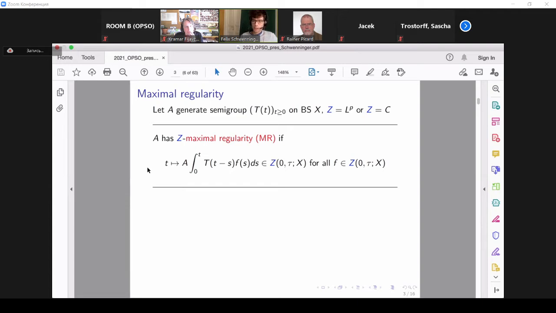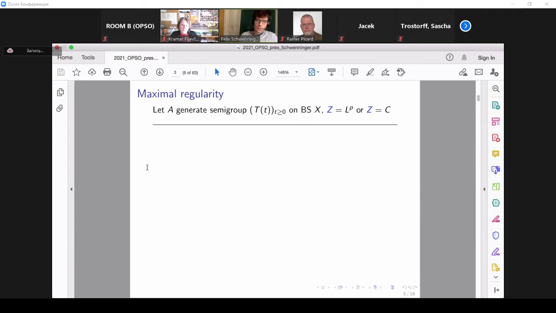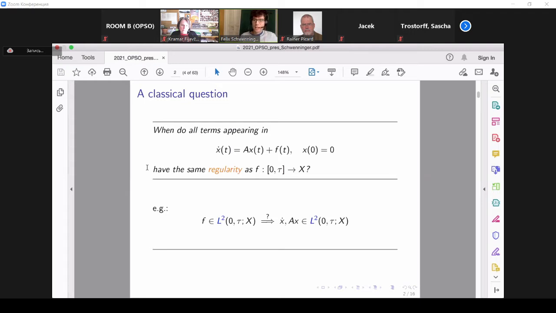So in view of the previous slide, you could for the moment replace C by L2, and then what you have here as a function is basically the function that is Ax from the previous slide, because this convolution of the semigroup with the function f is nothing else than, at least formally, the solution to the linear differential equation. Okay, and as I said before, if you only consider Ax for this question, this is enough. You don't have to consider the derivative x dot.